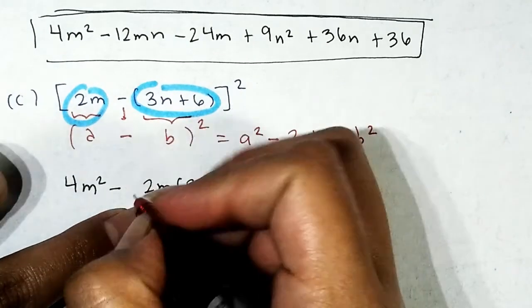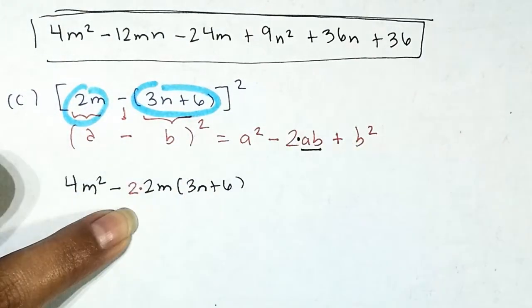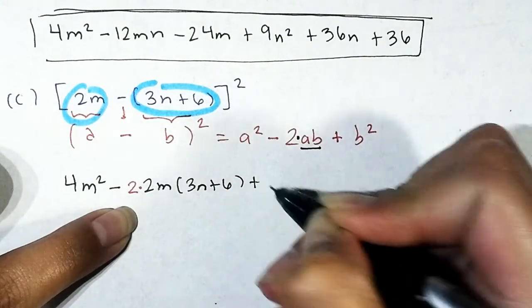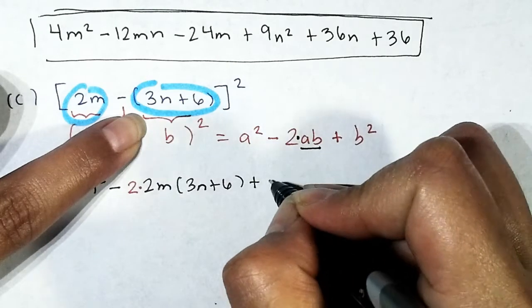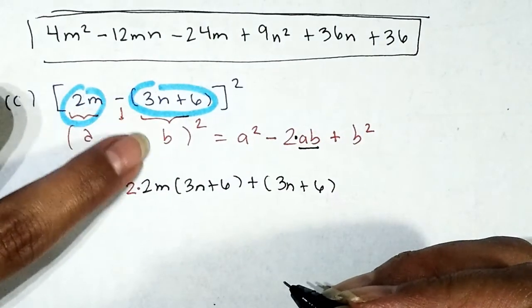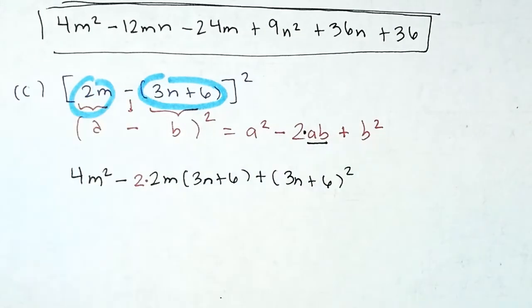Okay, so let me go ahead and put my times 2. Always positive, b squared. So let's go ahead square what we called b, okay, which is this addition problem. So that's pretty much our answer. We just have to clean it up, okay?